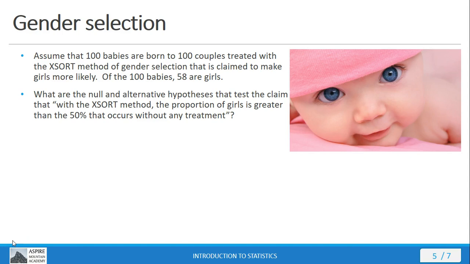So then what are the null and alternative hypotheses that are associated with testing that claim? Well, first we're going to write the null hypothesis, which by definition is always a statement of equality.